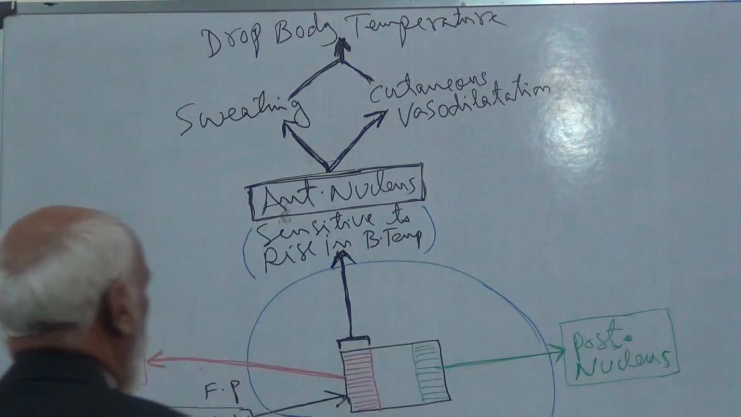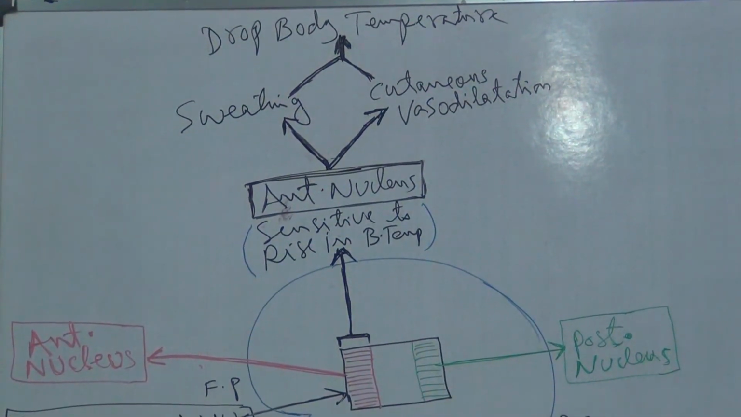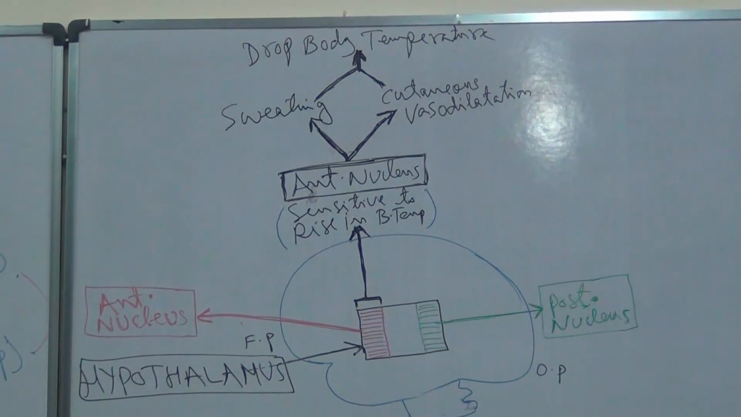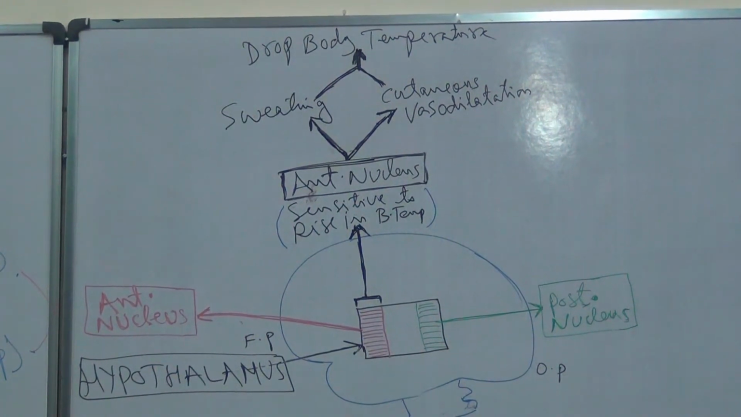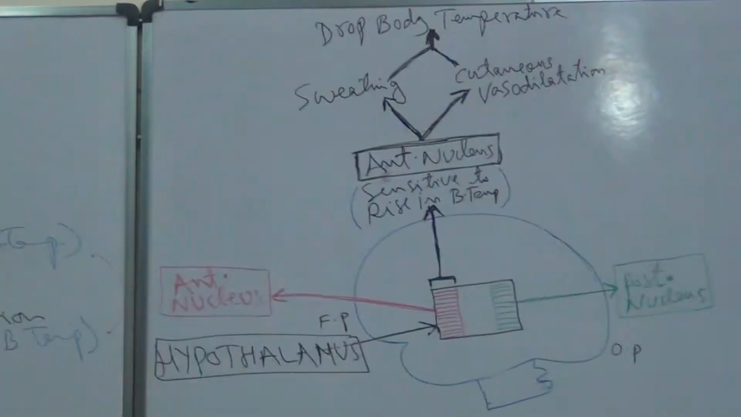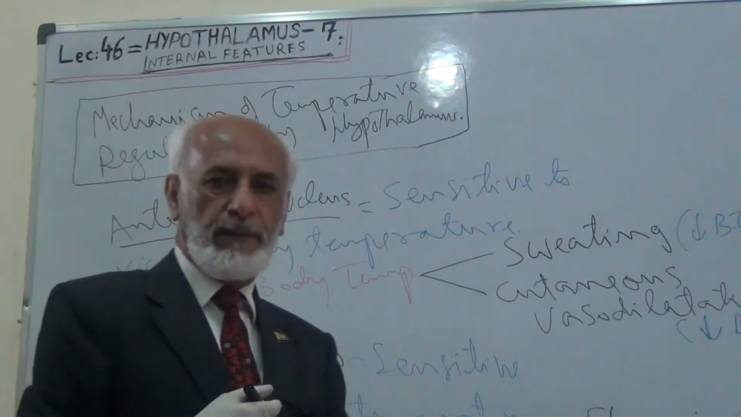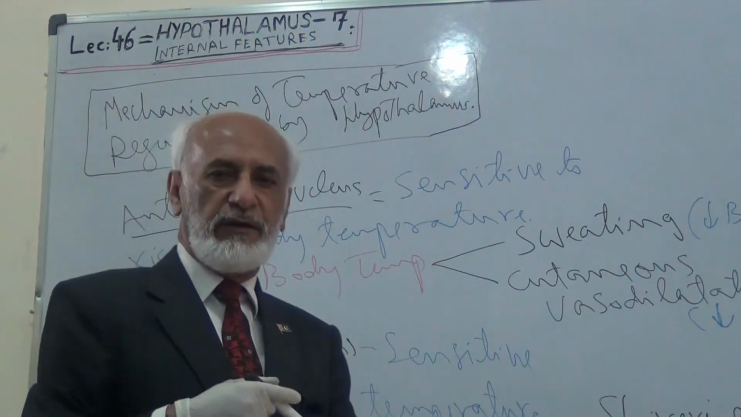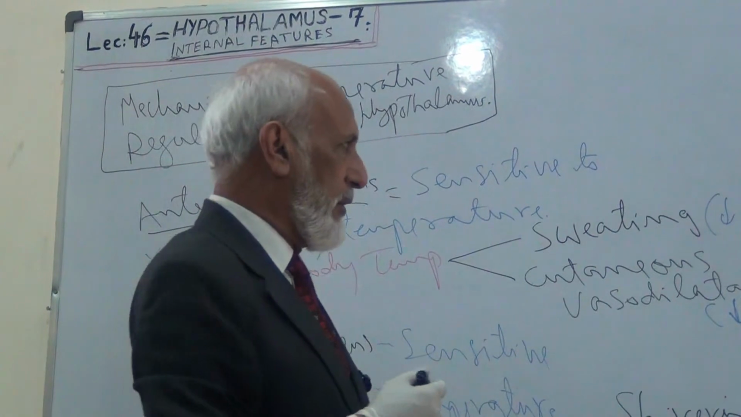This was the role of the anterior nucleus of the hypothalamus to regulate body temperature. That is because it is sensitive to body temperature. When the body temperature rises, it is stimulated, and by two mechanisms it tries to drop the body temperature. Number one, by sweating, and number two, by cutaneous vasodilatation. With the result, the body temperature is dropped down.